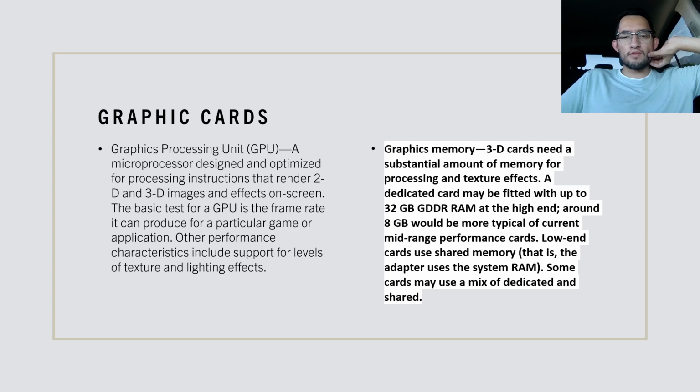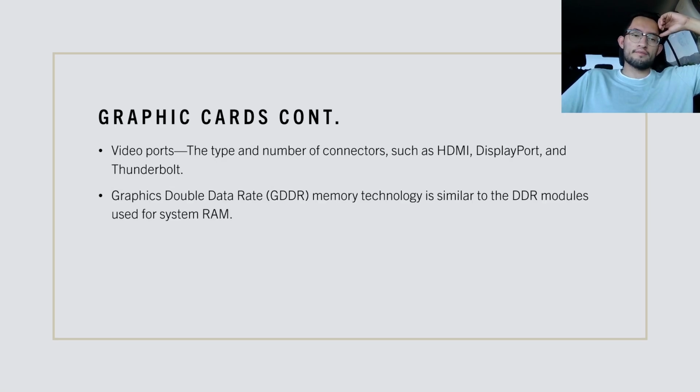So don't get this confused with graphics memory. Graphics memory has its own RAM. 3D cards need a substantial amount of memory for processing and texture effects. A dedicated card may be fitted with up to 32 gigabytes of RAM at the high end, or GDDR. It's a little bit different from the other RAM that we're used to. Around 8 gigabytes would be more typical of current mid-range performance cards. Low-end cards use shared memory, that is, the adapter uses system RAM. Such cards may use a mixed dedicated and shared.